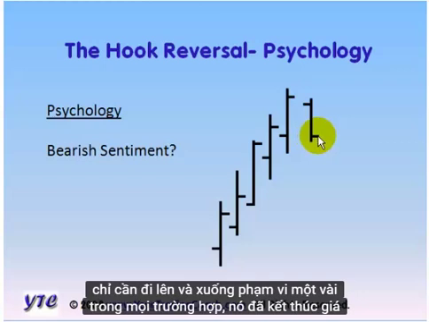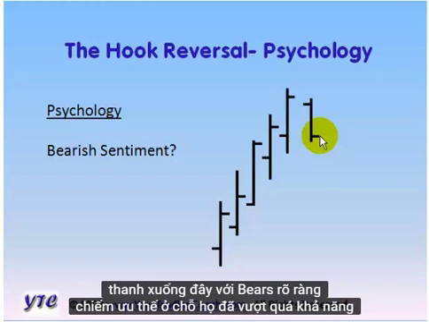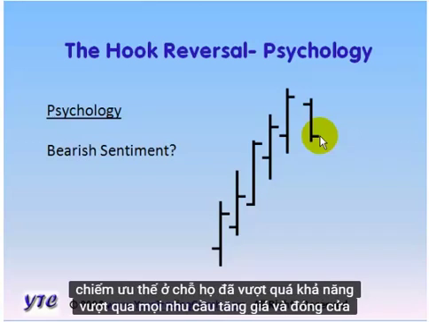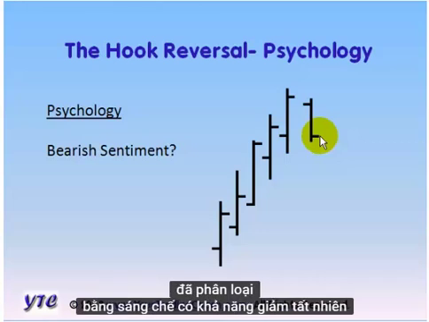In any case, it ended the price bar down here with the bears clearly dominant, in that they were able to overcome all bullish demand and close the price down near the low. This is why they classify this pattern as potentially bearish.